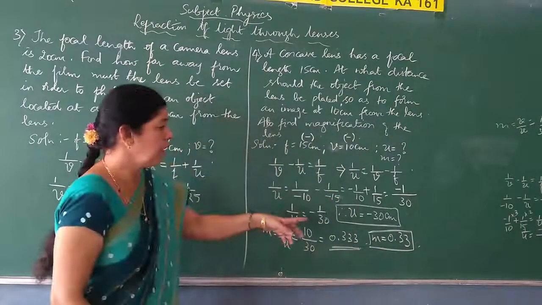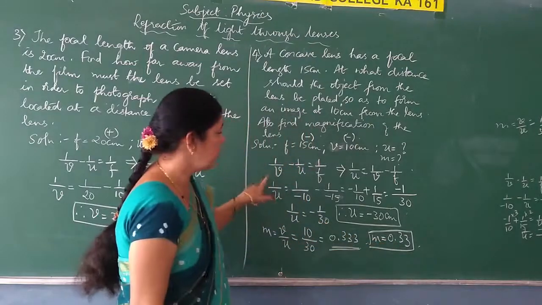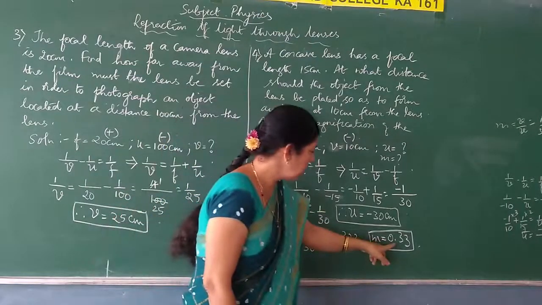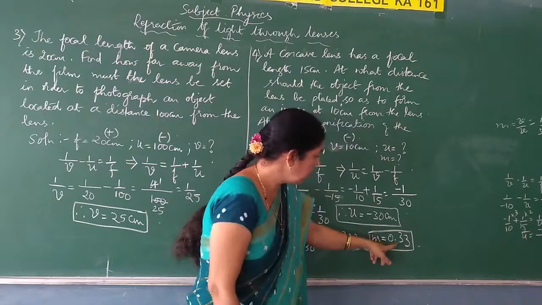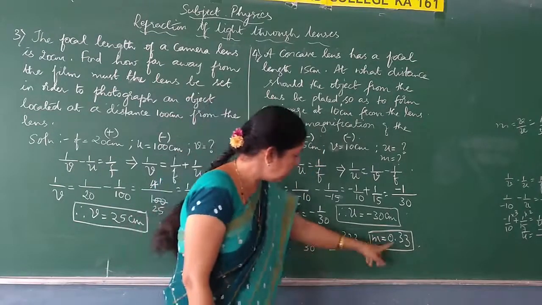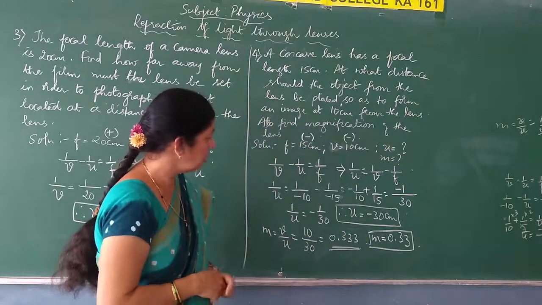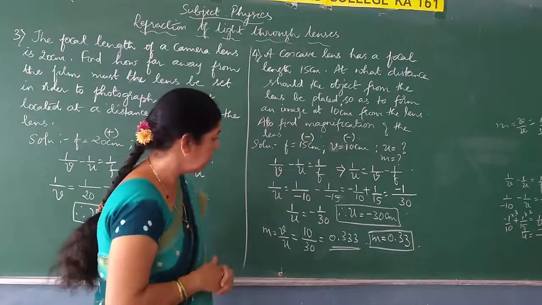So, we know that in case of concave lens, we get highly diminished images. Is it not? When compared to the object, the image will be almost 1/3 of the object only. The image will be 1/3 of the object. Okay. These two problems you have to practice.